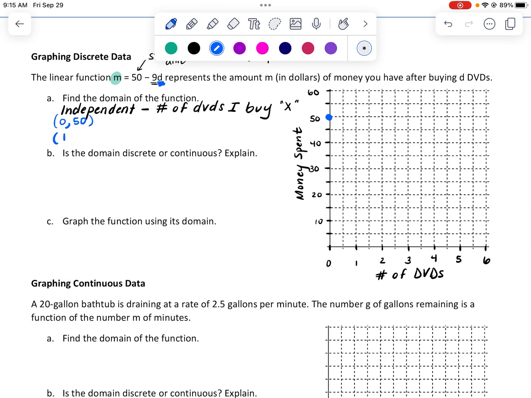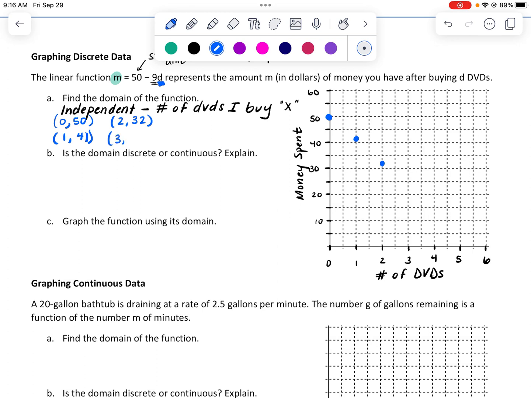What happens if I buy 1 DVD? It's $9, so 50 minus 9 is $41 left. So I'm going to go 1 DVD, I have $41 left. If I buy 2 DVDs, that would cost me $18, so 50 minus 18 is 32. So I would have $32 left.